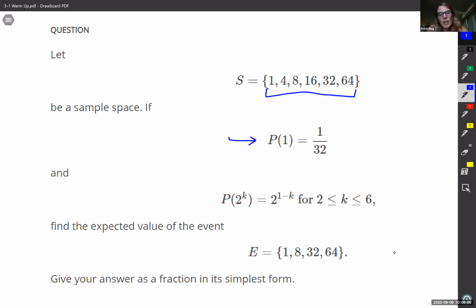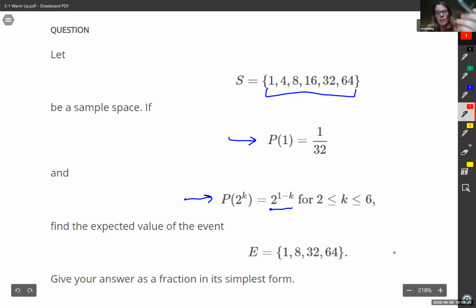But then the probability of all the other numbers is given by a formula. The formula kind of looks scary, but it's not terrible. It's saying, if you write your number as 2 to some power, so everything in S, everything in our sample space is a power of 2, if we can write it as 2 to some power, then our probability is going to be 2 to the 1 minus that power. So first, let's just write everything as a power of 2.